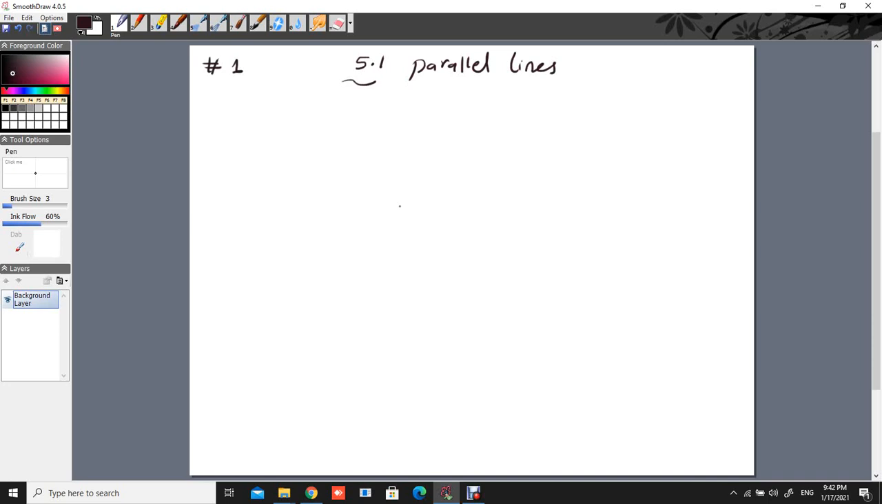First of all, you have to know the meaning of lines and parallel lines. A line is a straight line that has no ends. If you extend this side it will go to infinity, and if you extend this side it will also go to infinity. So this is the meaning of a line.